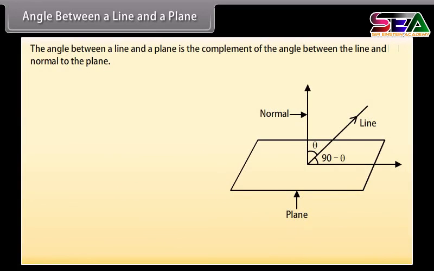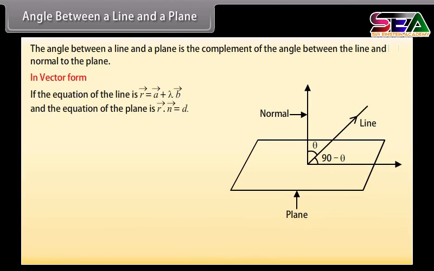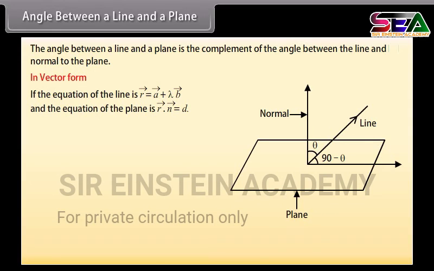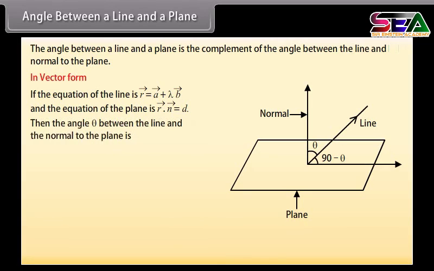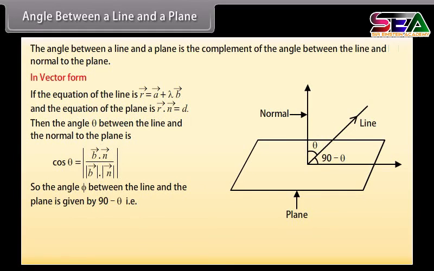Angle between a line and a plane. The angle between a line and a plane is the complement of the angle between the line and the normal to the plane. In vector form, if the equation of the line is vector r equals vector a plus lambda vector b, and the equation of the plane is dot product of vector r and vector n equals d, then the angle theta between the line and the normal to the plane is given by cos theta. So the angle phi between the line and the plane is given by 90 minus theta, that is, sine of 90 minus theta equals cos theta.